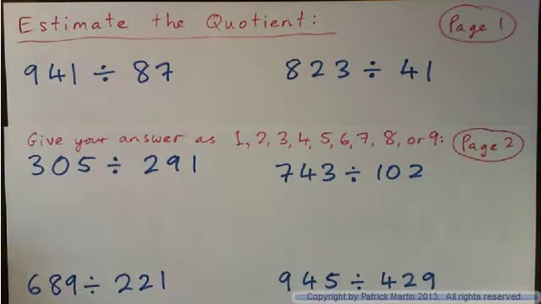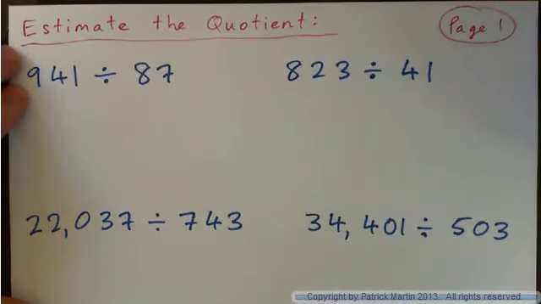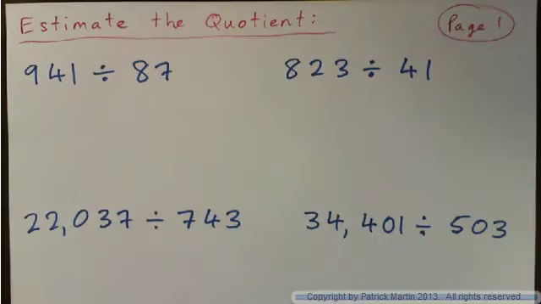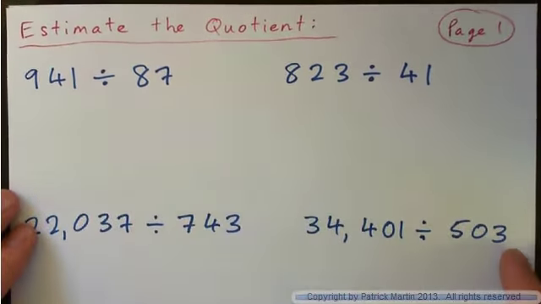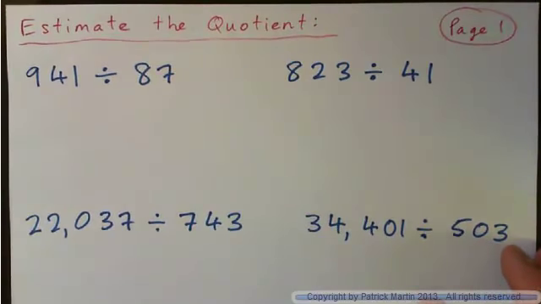In this video we're going to estimate the quotient. Here's page 1, these examples, and page 2. Okay, so let's start off with 941 divided by 87. So how are we going to estimate this?